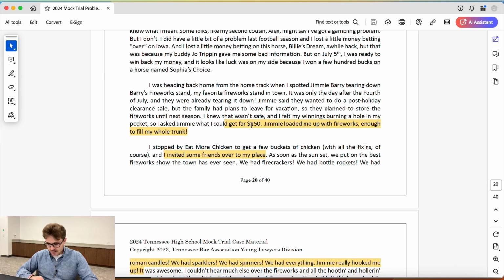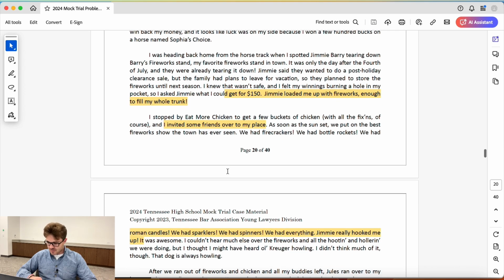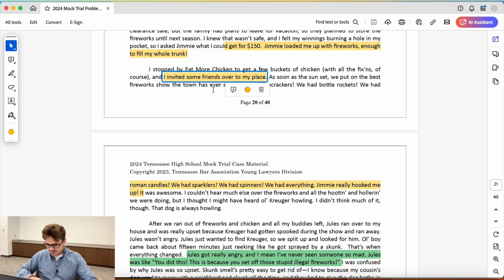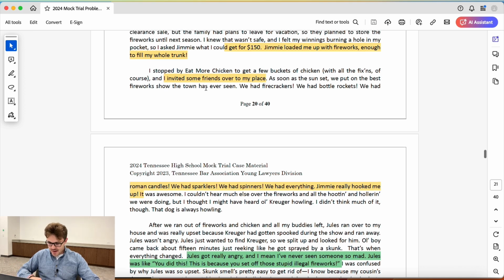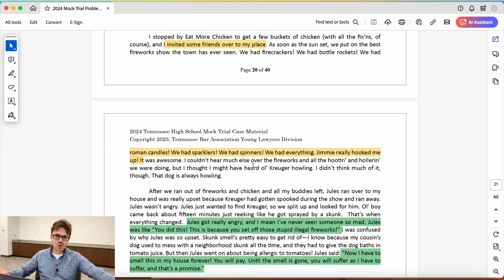And we see more about fireworks down here that we can continue to show another side of the witness beyond just being sad, right? All the fireworks I get for $150, Jimmy loaded me up enough to fill my whole trunk. And then we have some stuff about the 4th of July night itself. I invited some friends over to my place. You can smile, add Pete and Tommy over, make up a detail or two like that that's inconsequential to the case if you want to. We had Roman candles, we had sparklers, spinners, all these things with the fireworks, I think are just opportunities for this witness to show a different side of themselves beyond just the sad victim of this crime. They can smile, they can talk about these things that they enjoy, having their friends over. It's just, again, a little bit of variety, a little bit of a change of pace.